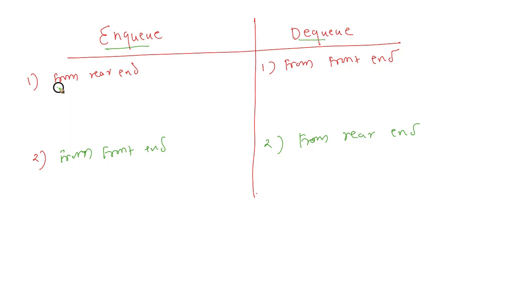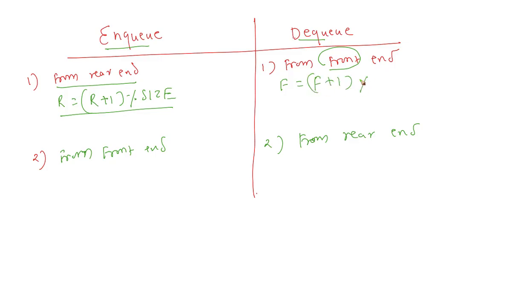So this is normal enqueue, which is from the rear end, and this is normal dequeue, which is from the front end. These are normal operations. In normal operations, rear gets incremented by R equal to R plus 1 mod size, and front also gets incremented by using the same formula, F equal to F plus 1 mod size. So these two are the normal operations which we perform in the normal circular queue.